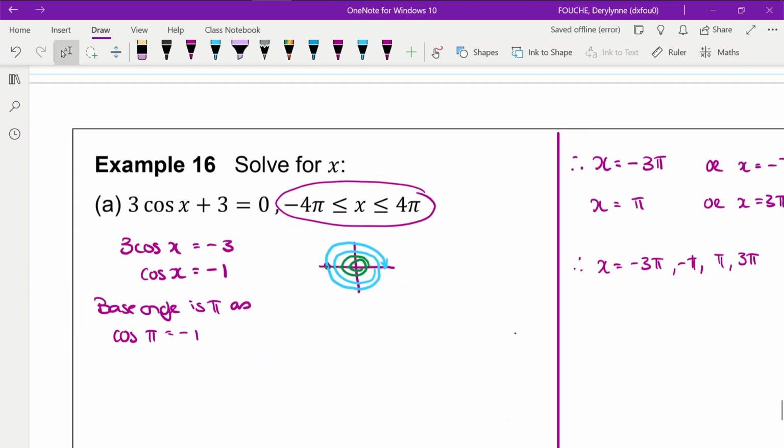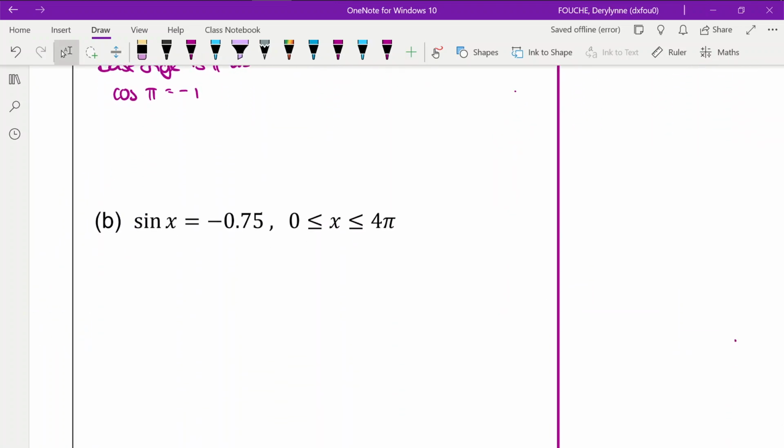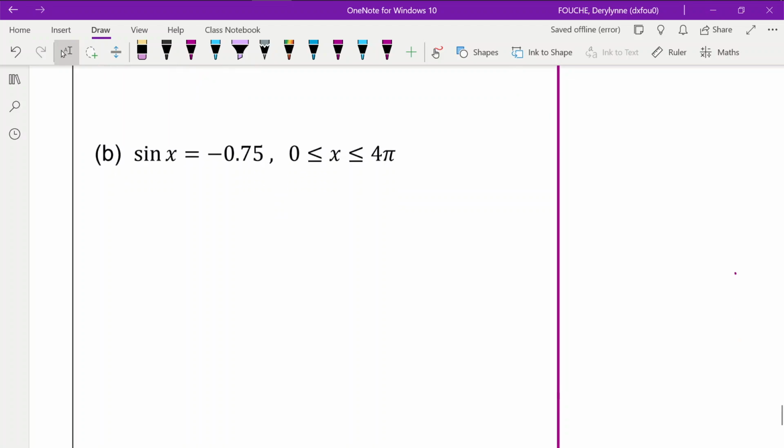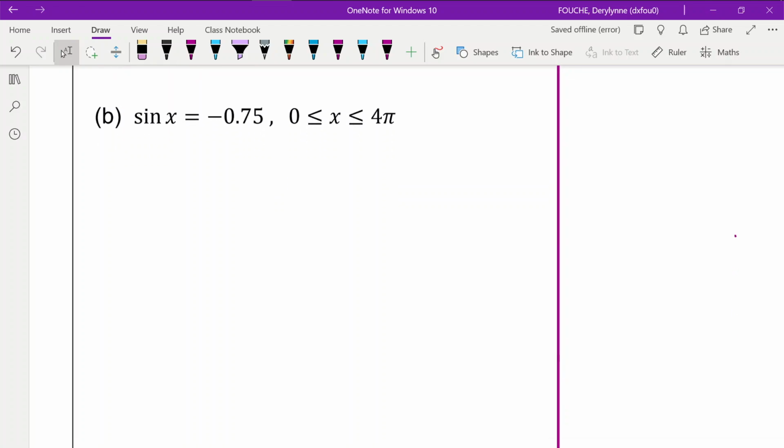Okay, now this one here doesn't look like anything we recognize. Sine of x is negative 0.75, and again here we're going between 0 and 4 pi. We've got quite a large domain, so we need to keep that in mind. Alrighty, now this is not a special angle, which is cool because you can use your calculator. Okay, so we don't change the way we do things.